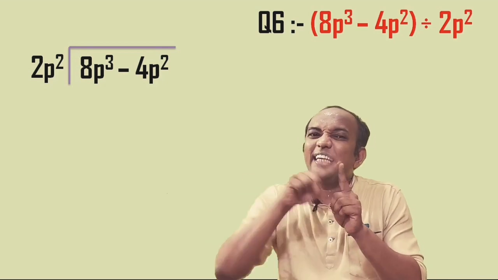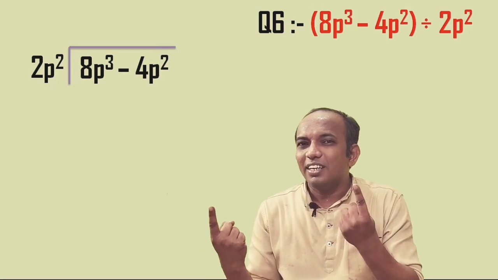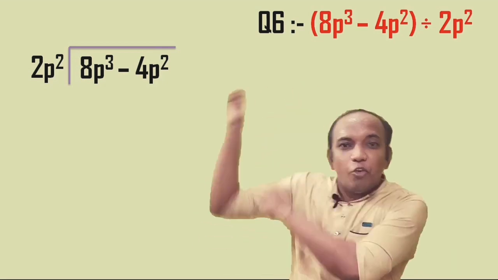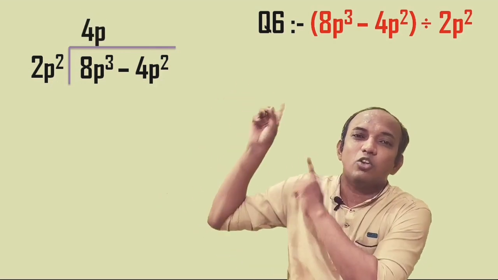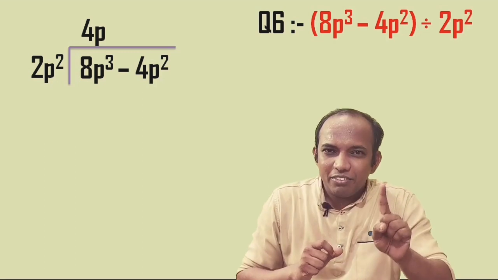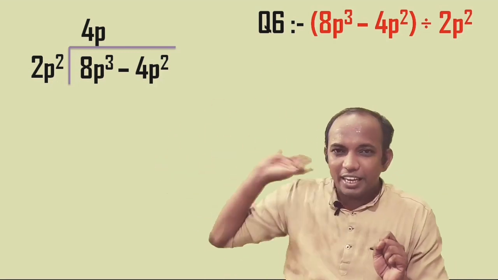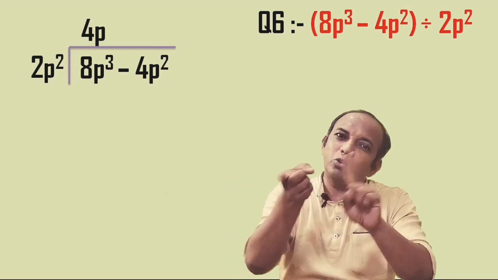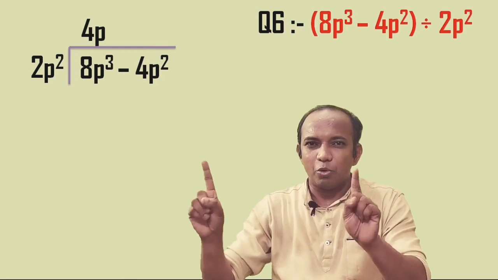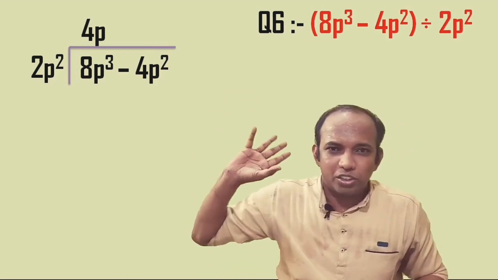Now check out the letters. We have p square in the divisor, we have p cube in the dividend. How much is the difference? 1p, and that is why 4p is there in the quotient. Okay, one more time. We have 2 in the divisor, 8 in the dividend. In 2's table we have 4's are 8, so 4 is there in the quotient. After that, check out the difference of the power of the letters p square and p cube. How much is the difference? 1p is extra, and that 1p is written in the quotient.